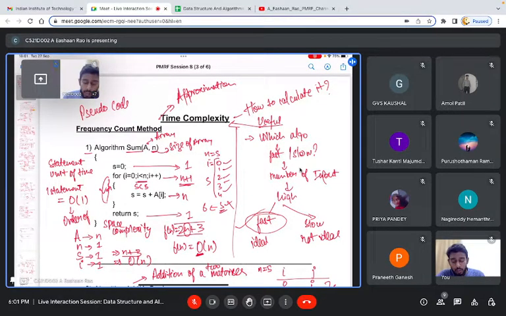Okay, so what we have done last time is, as a first step, when you want to know what the time complexity of an algorithm is, first you should identify how you should calculate it. So we have seen one method called the frequency count method, and we have seen multiple examples for it.